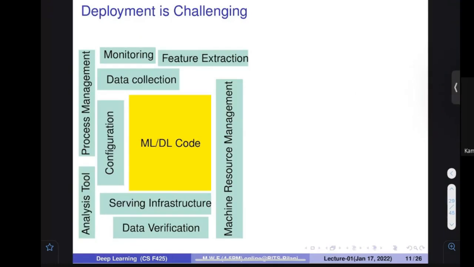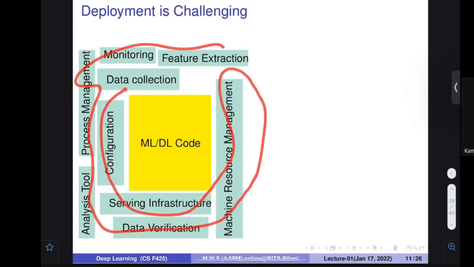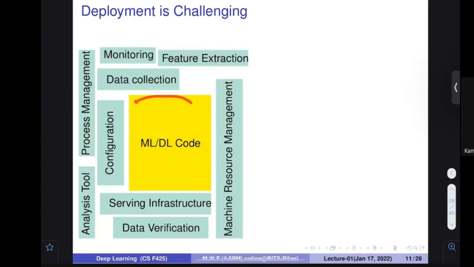This is another very important slide. It tells you that most of the time we focus on the machine learning part, and we think that only the ML or DL part is very important, and all other things related to deployment are not. We think that if we work enough on this, we can solve this particular problem. But actually it is not like that.